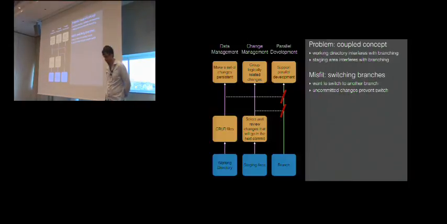So the misfit switching branches is caused by the violation of the decoupling criterion by the working directory, staging area and branch. And basically what's going on is that the working directory and staging area are interfering with the fulfillment of the motivating purpose of a branch, that is, to support parallel development. So these are sub-purposes. That's the parent purpose.